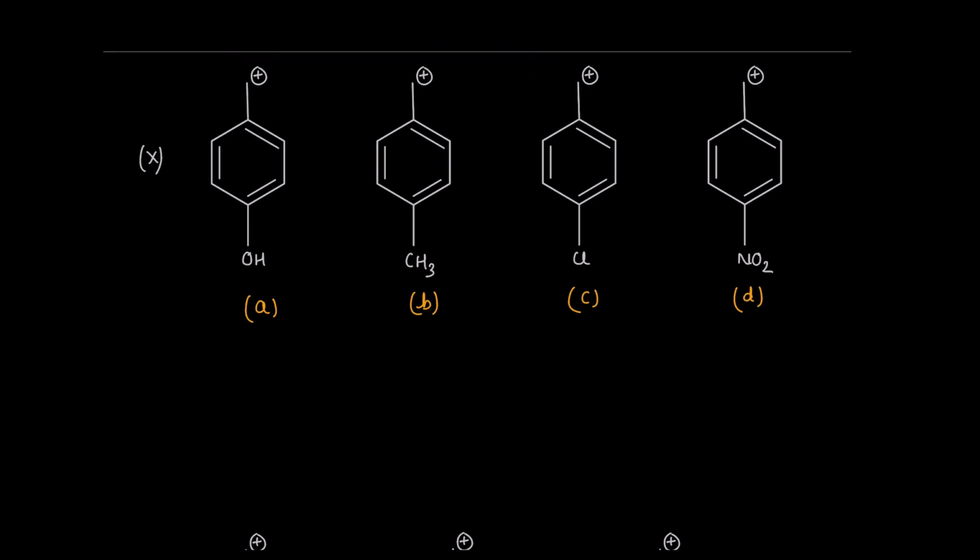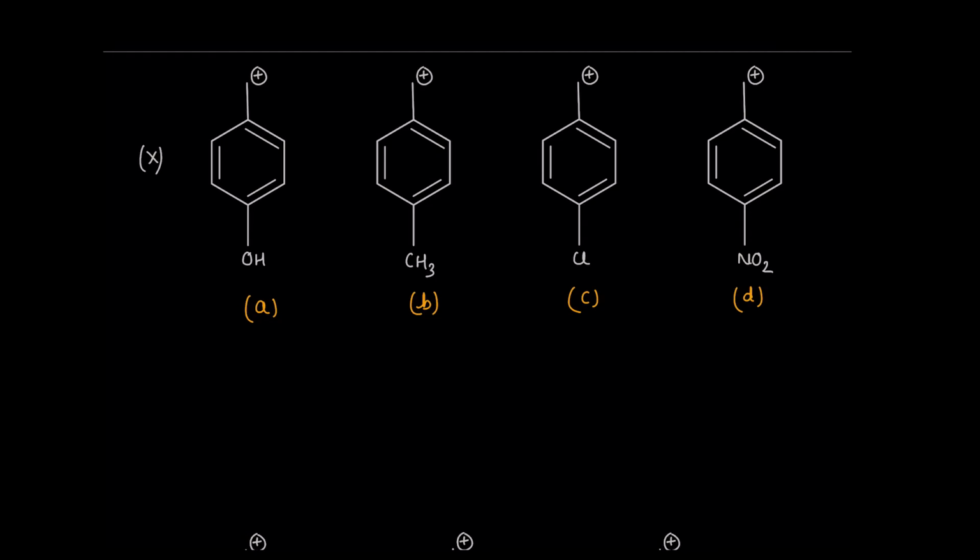Next up, we have question number 10, in which at para position to the carbocation, we have different groups, and we have to determine the stability of these following carbocations. So we know at para position, we can observe resonance as well as hyperconjugation, and both of them are not distance dependent. Inductive effect is distance dependent and decreases with increase in distance.